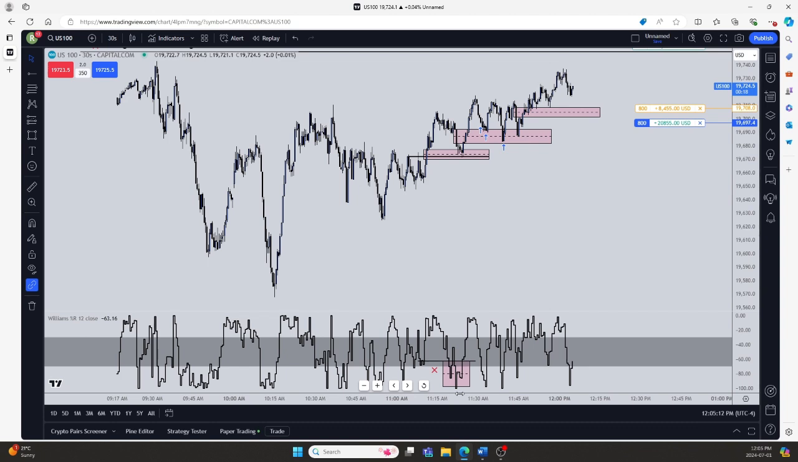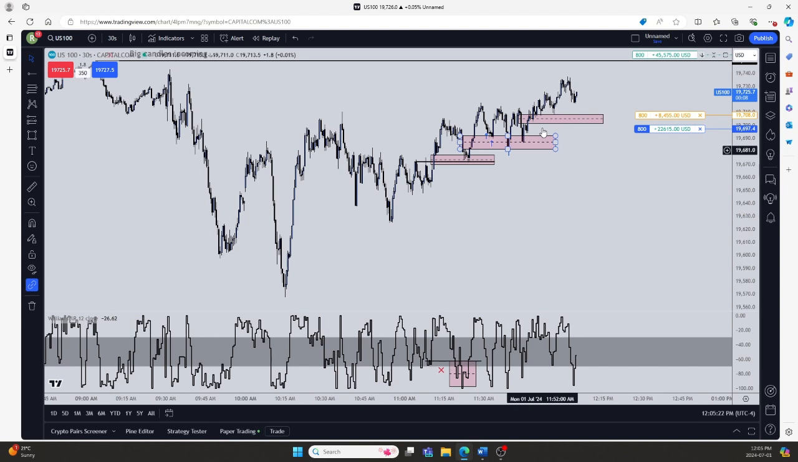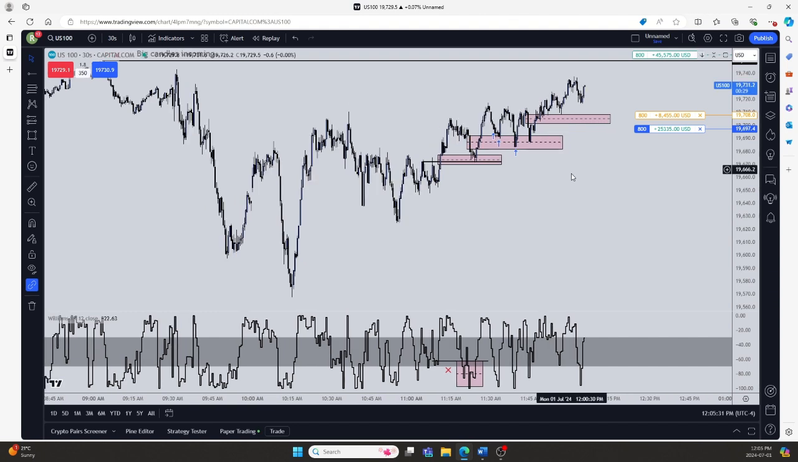we have OA again here. See how the William %R is taking out this low, but we're failing to do so in the price chart, right? That's indicating to us a change in state of delivery. We need to get displacement now. This was actually a very nice OA setup. Very, very nice with a clear draw on liquidity.